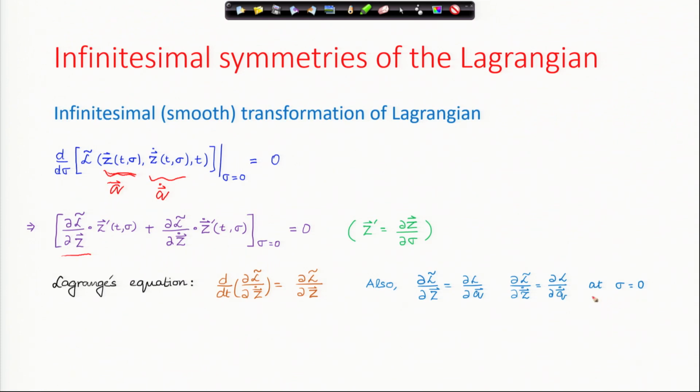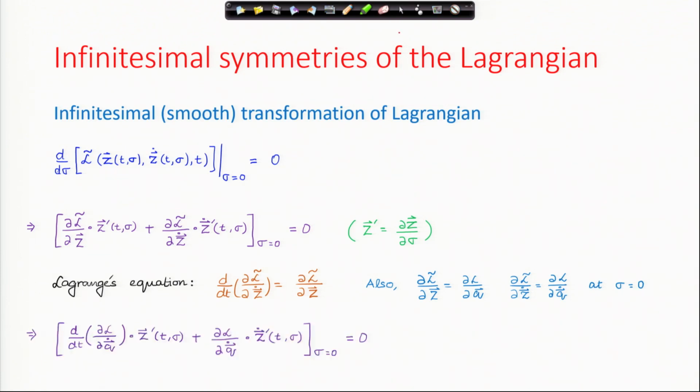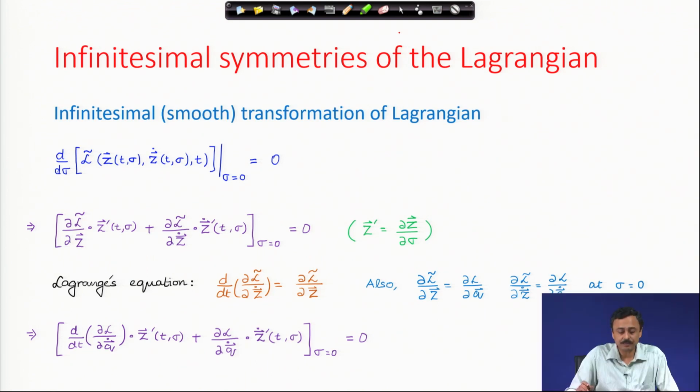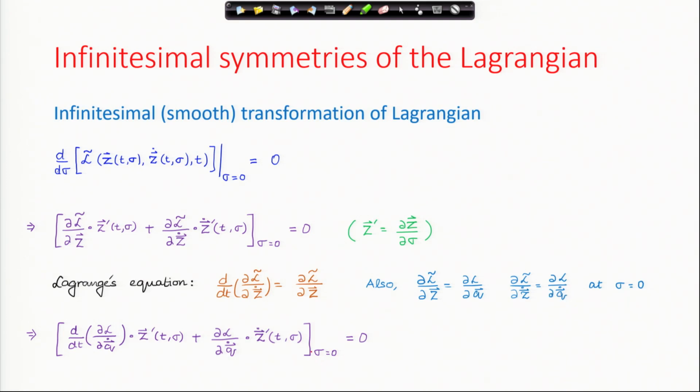Now, this at sigma equal to 0 is definitely true at sigma equal to 0. Therefore, remember that I am always considering the sigma equal to 0 condition, then these equalities do hold. I am still writing this sigma equal to 0 outside the bracket, but at the back of my mind I always have that ultimately I am going to put sigma equal to 0.